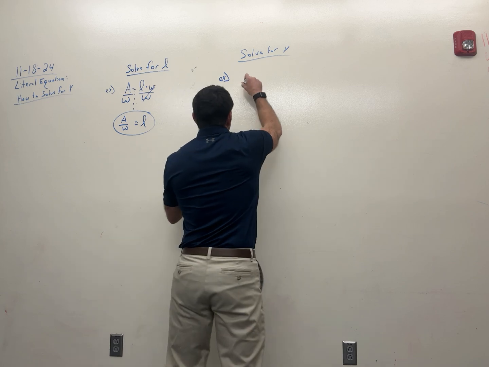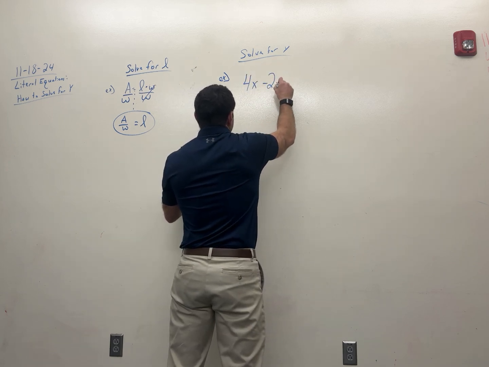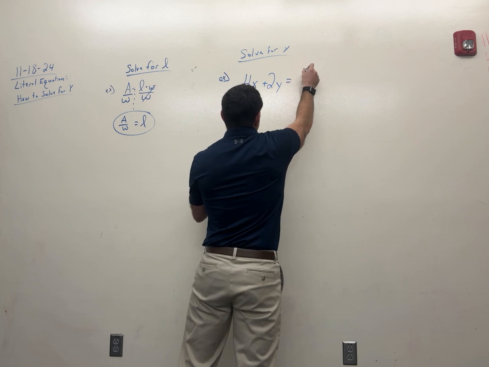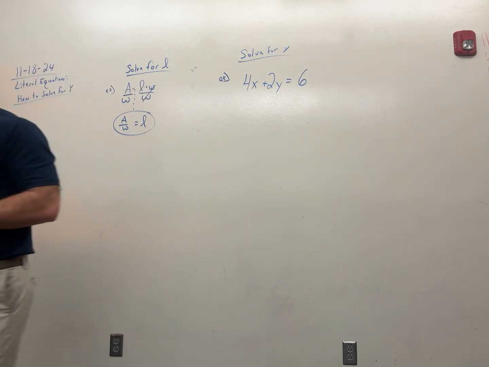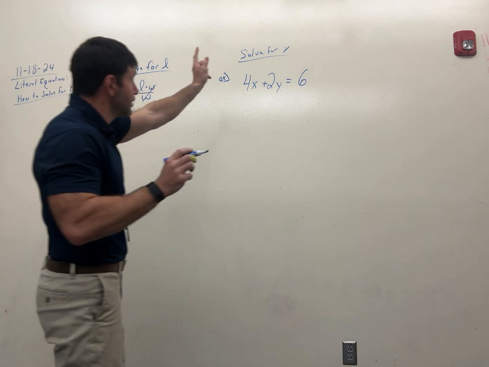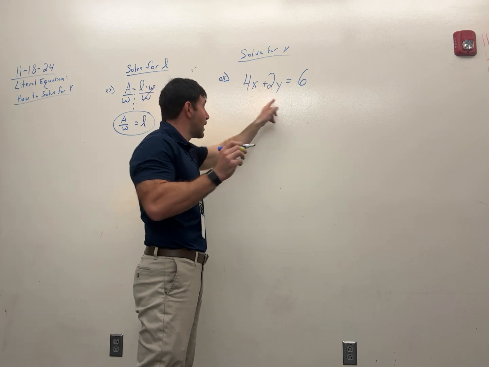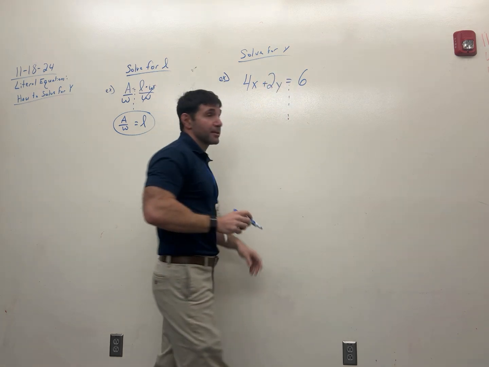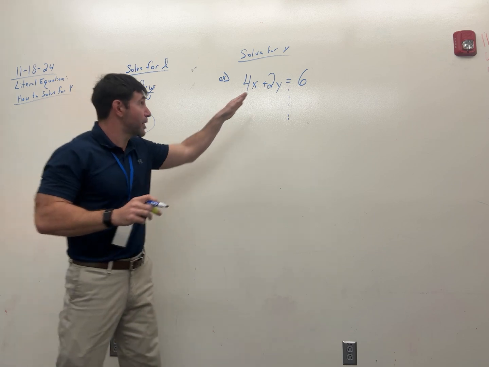So here we go. 4x plus 2y equals 6. There is a reason why I gave you the warm-ups the way I did. The goal is to solve for y. Balance point. It's still an equation. We're still solving the equation for the variable y.